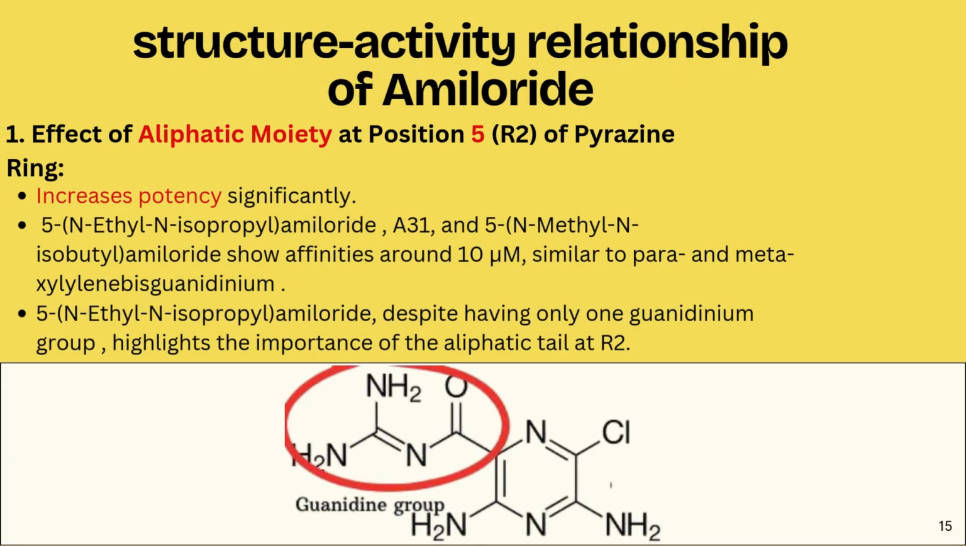Structure-activity relationship of amiloride. 1. Effect of aliphatic moiety at position 5, R2, of the pyrazine ring. Increases potency significantly. 5-N-ethylisopropyl amiloride, EIPA, and 5-N-methylisobutyl amiloride show affinities around 10 micromolar, similar to para- and meta-xylylene bisguanidinium. EIPA, despite having only one guanidinium group, highlights the importance of the aliphatic tail at R2.